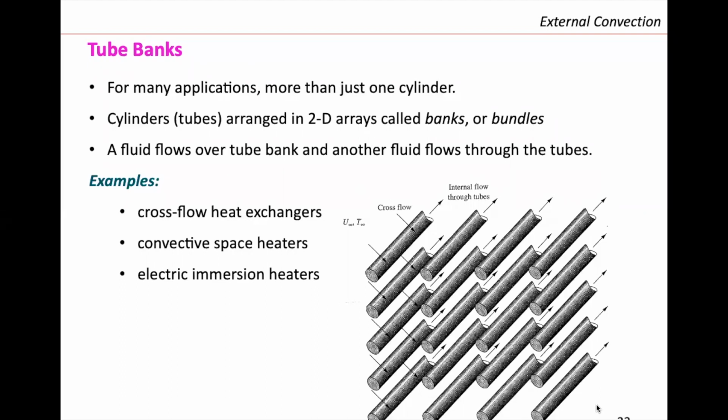In this type of arrangement, typically a fluid flows over the tube bank and another fluid flows through the tubes, like in a heat exchanger, okay? Now we are evaluating external convection, so we will be focusing on the phenomena occurring when the fluid is flowing over the tube bank. Typical examples where we apply tube banks or bundles are cross-flow heat exchangers, convective space heaters, and electric immersion heaters. That's why this section is so important for us, because it sets the basis for heat exchanger analysis.